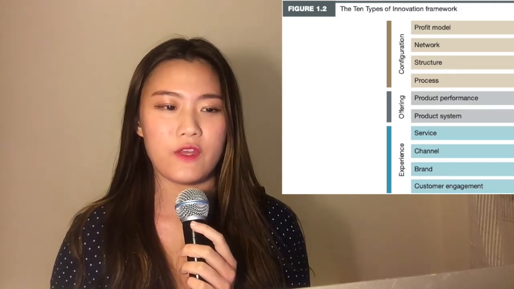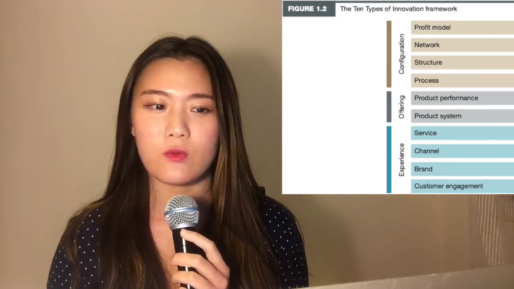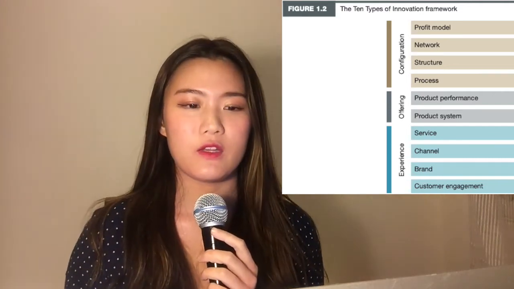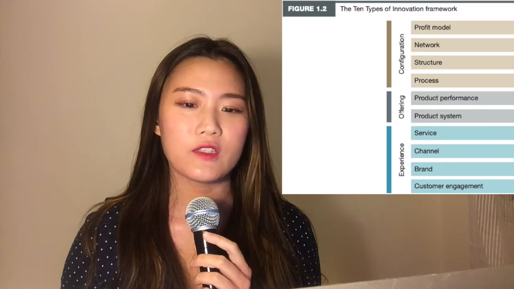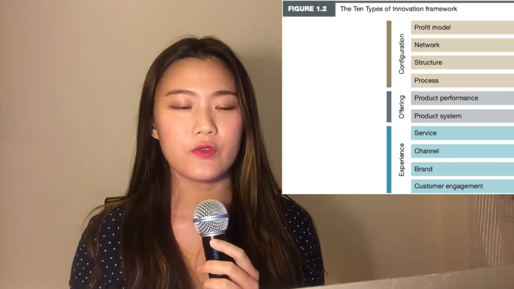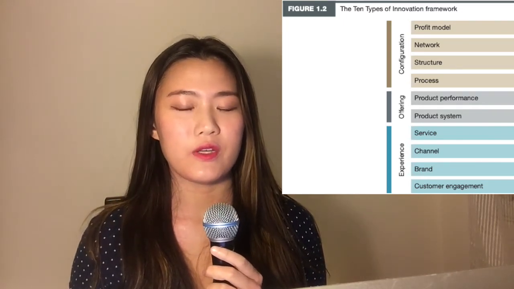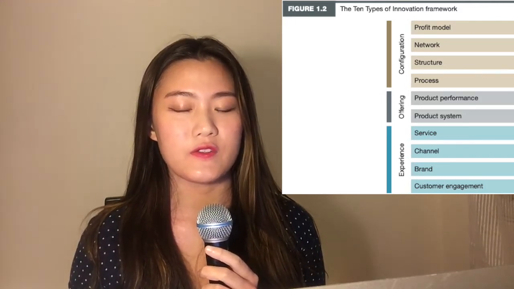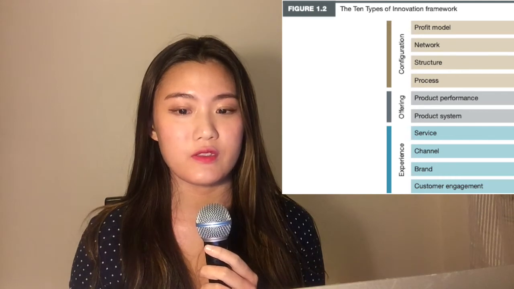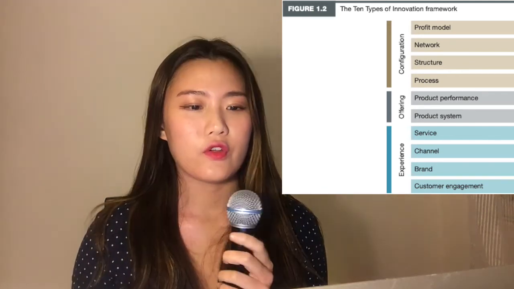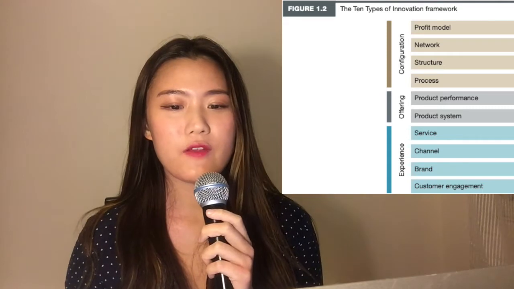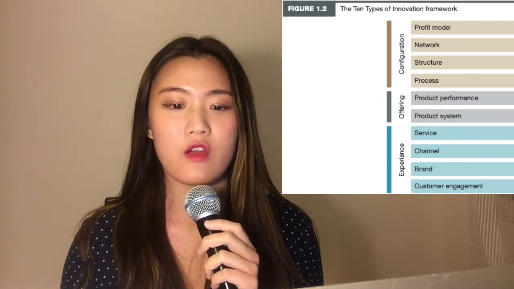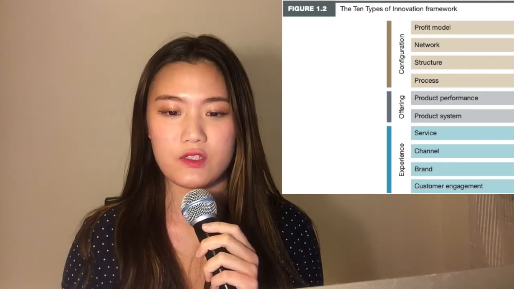So within configuration, there's profit model, network, structure, process. Profit model is how the company makes money. Network is how the company connects with others to create value. Structure is how the company's resources are organized. Process is how the company uses signature or superior methods to do its work. Product performance is how the company develops distinguishing features and functionality. Product system is how the company creates complementary products and services.